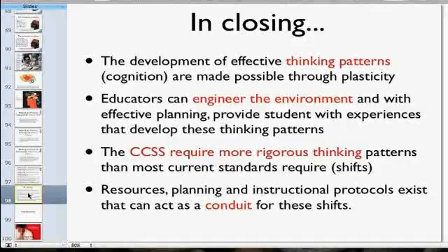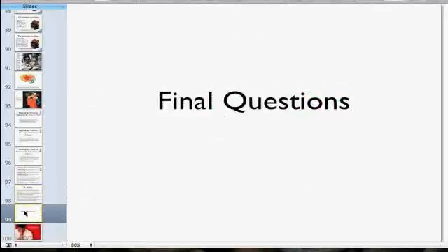The Common Core, as you know and as you've seen, will require more rigorous thinking than we currently require in our standards. And finally, different kinds of things that we can use can act as a conduit for the shifts that are going to be required. So now is the time.